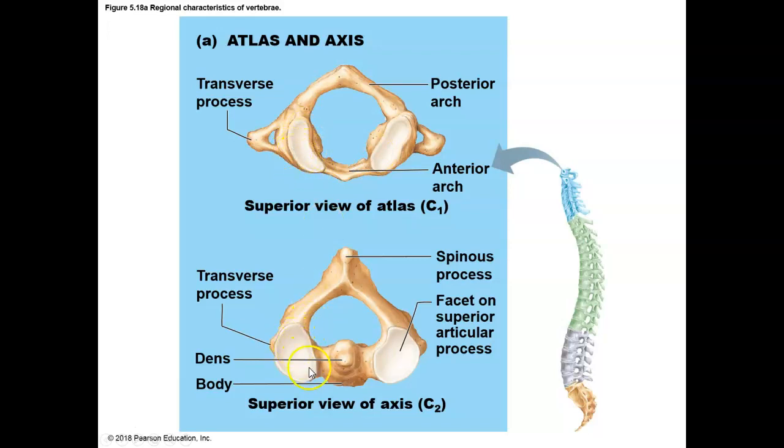And then we have the axis, which is the second vertebrae. The axis has this structure called the dens. The dens actually sits right here, and the atlas can swivel around the dens. So the atlas articulates here, and it swivels around this dens, allowing us to shake our head no.